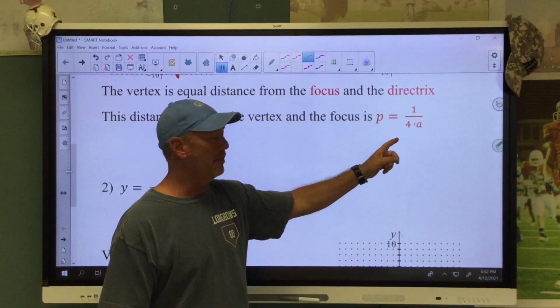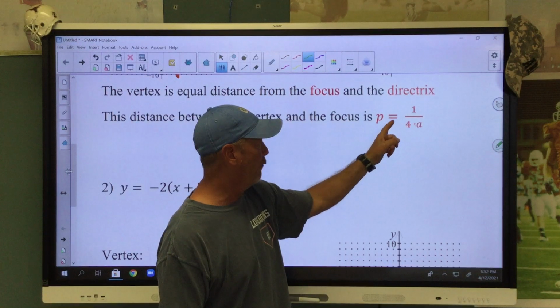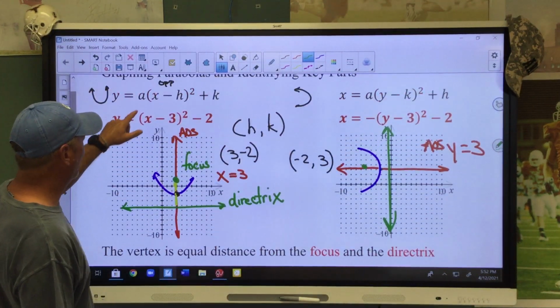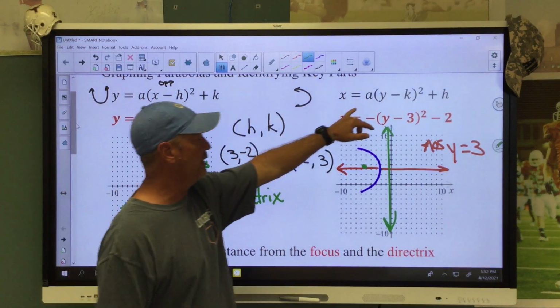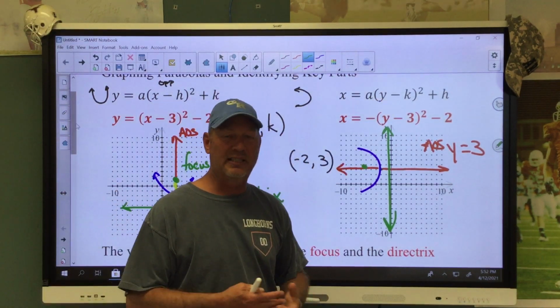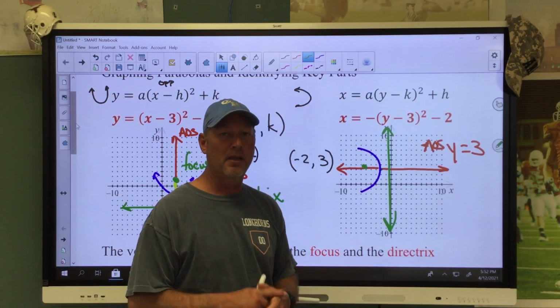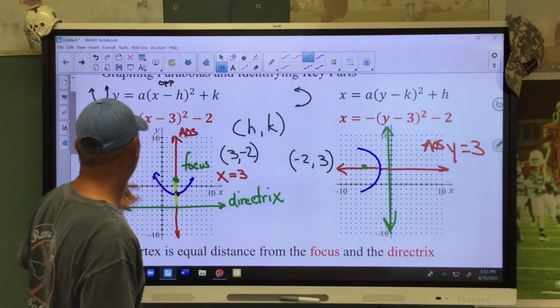And how do you find that? P is equal to 1 over 4a. The a value is in front of your parentheses. Remember, the a value is going to tell you if you had a stretch or a compression or a shrink, okay? And we're going to use that a value.